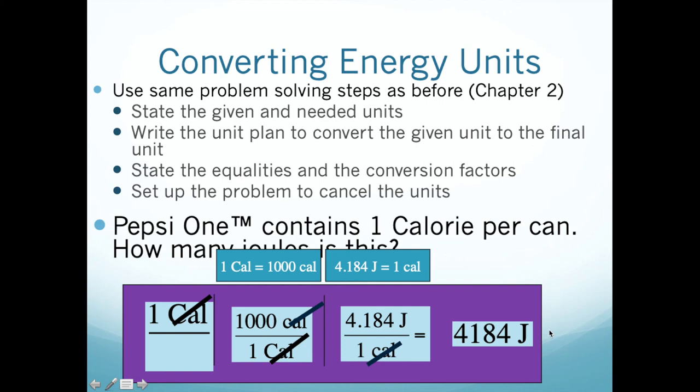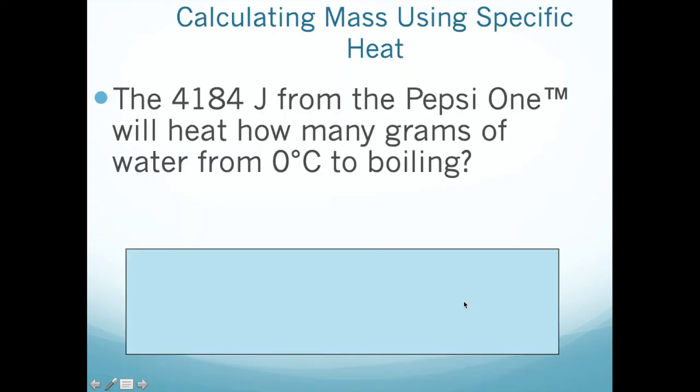That was just a little practice problem to make sure you're getting the hang of these conversions. Let's use that answer to do the next couple of problems. If we have 4,184 joules, and let's say we convert that completely into heat energy, how much water can we heat up? Let's say we've got water at 0 degrees Celsius, and we're heating it up until the point it's boiling.